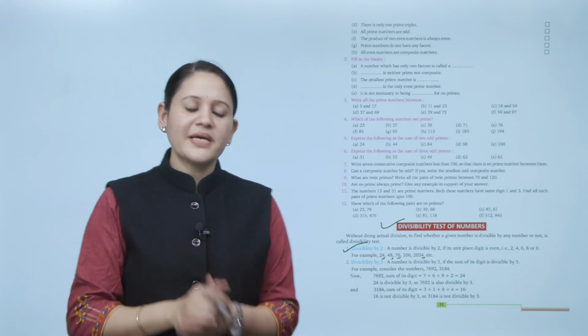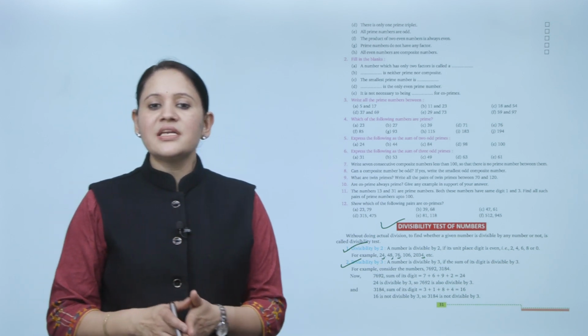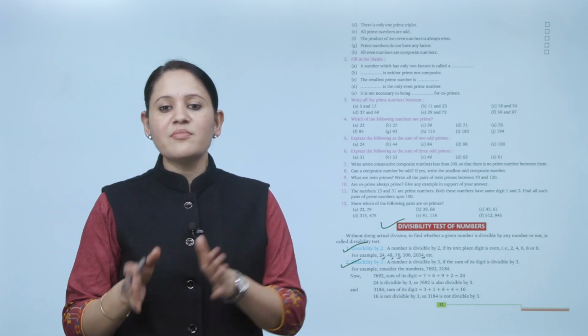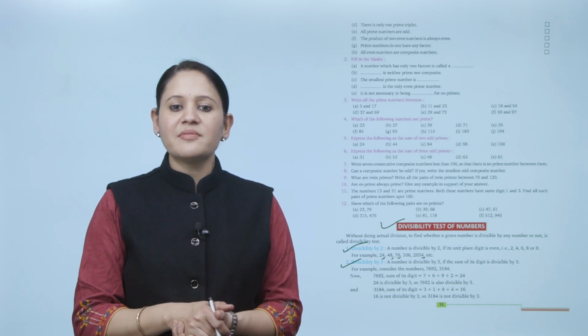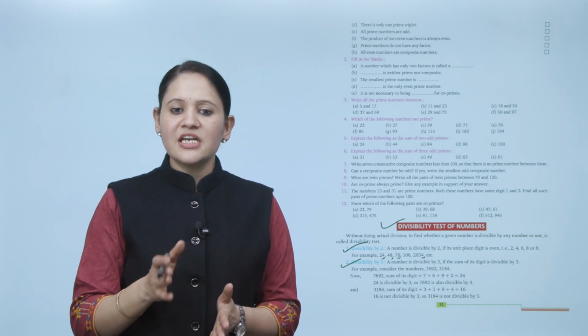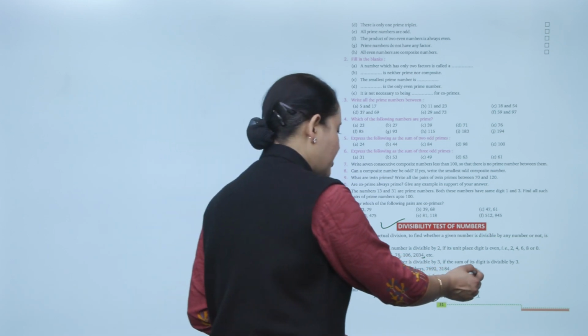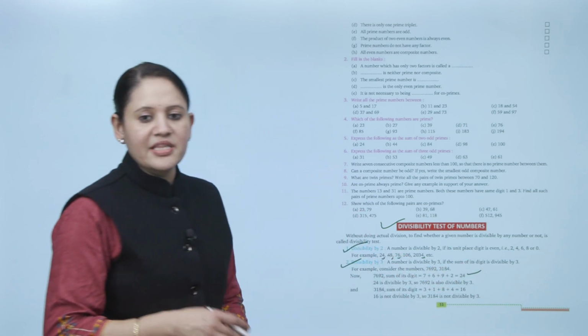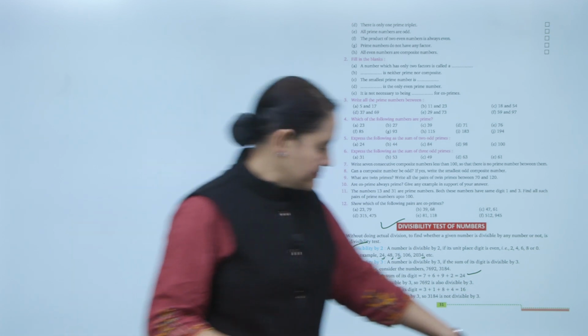Next is divisibility by 3. A number is divisible by 3 if the sum of its digits is divisible by 3. For example, consider the number 7692. Sum of digits 7 plus 6 plus 9 plus 2, that is 24, and 24 is divisible by 3. So the given number is divisible by 3.